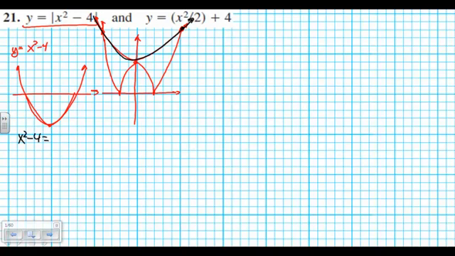minus 4 is equal to x squared over 2 plus 4. If I subtract x squared over 2 from both sides, I get x squared over 2. If I add 4 to both sides, I get 8. If I multiply both sides by 2, I get x squared is equal to 16, or x is equal to plus or minus 4. So the intersections here happen when x is negative 4 and x is positive 4.